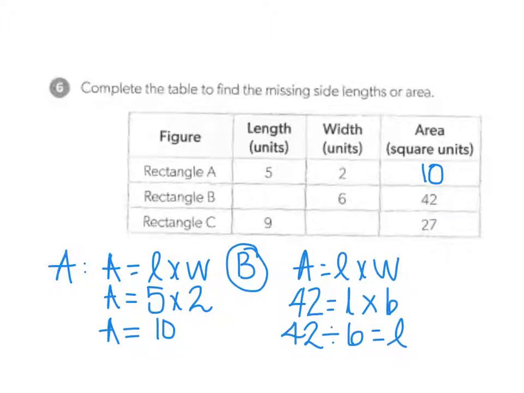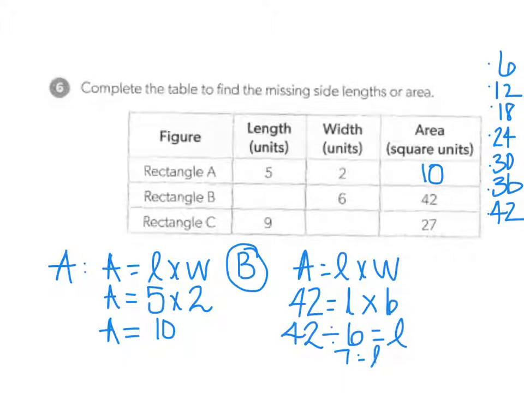So what is 42 divided by 6? Count by sixes to figure this one out. Pause the video while you work, replay when you are ready, or replay when you get stuck. So 6, 12, 18, 24, 30, 36, and 42. So that was 1, 2, 3, 4, 5, 6, 7 times. So 7 is equal to my length.